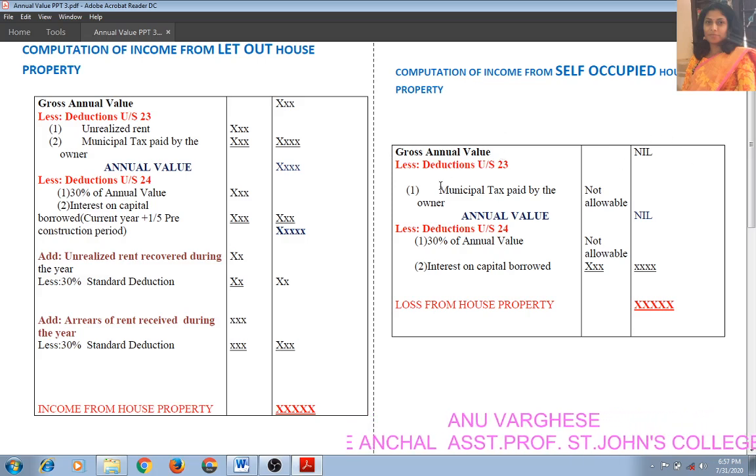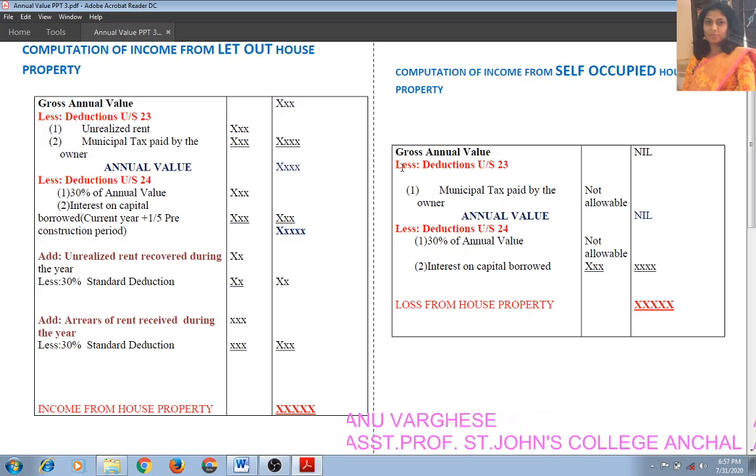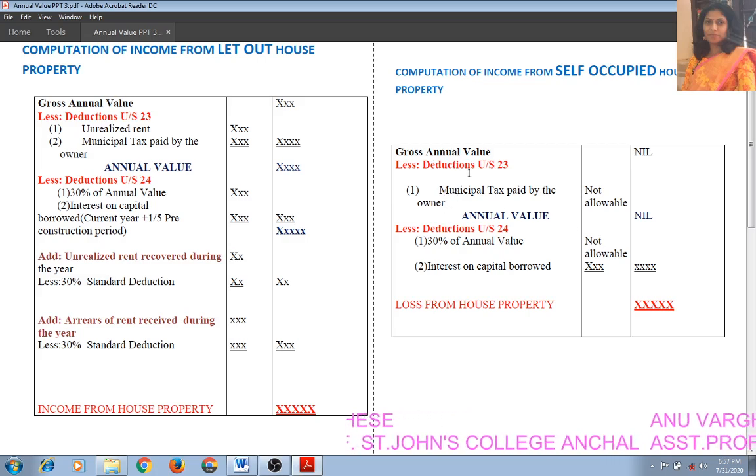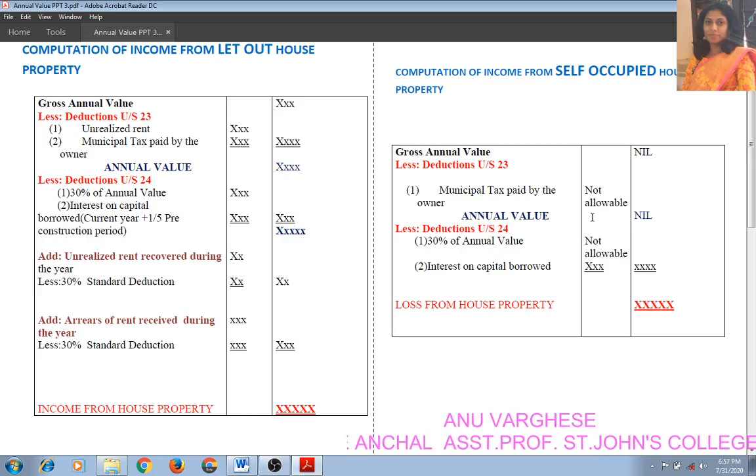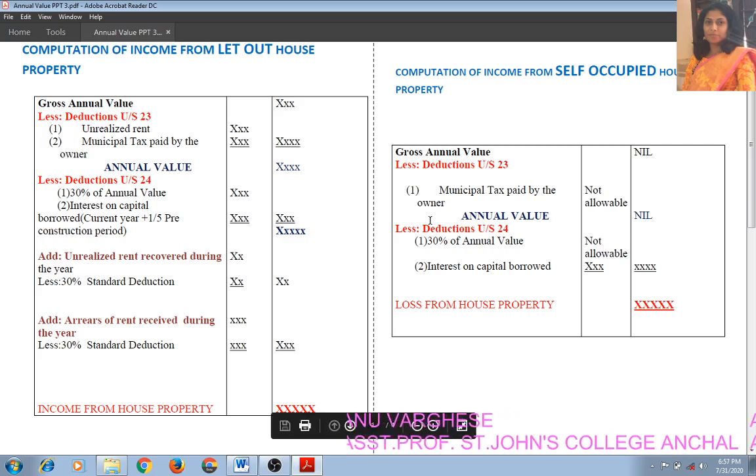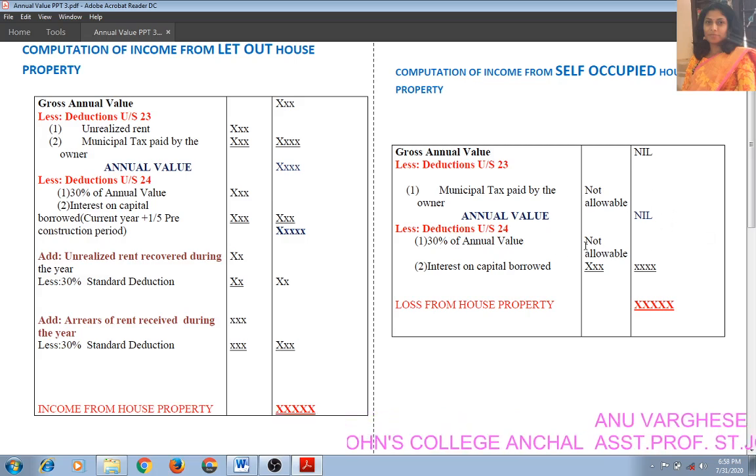Then you can deduct municipal tax paid by owner, that is not allowable item. As gross annual value is nil, municipal tax paid by owner is also not allowable item. Okay, then you will be getting annual value. Annual value will be naturally nil. Then again, less deductions, 30% of annual value, not allowable because annual value is nil. So 30% of annual value is not allowable item.